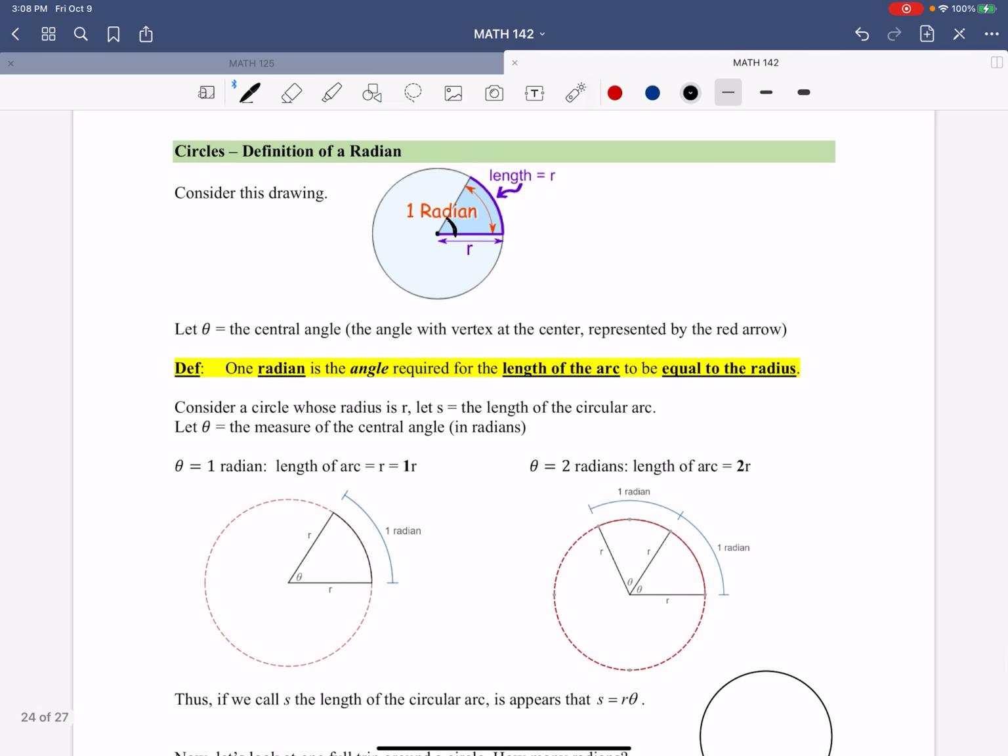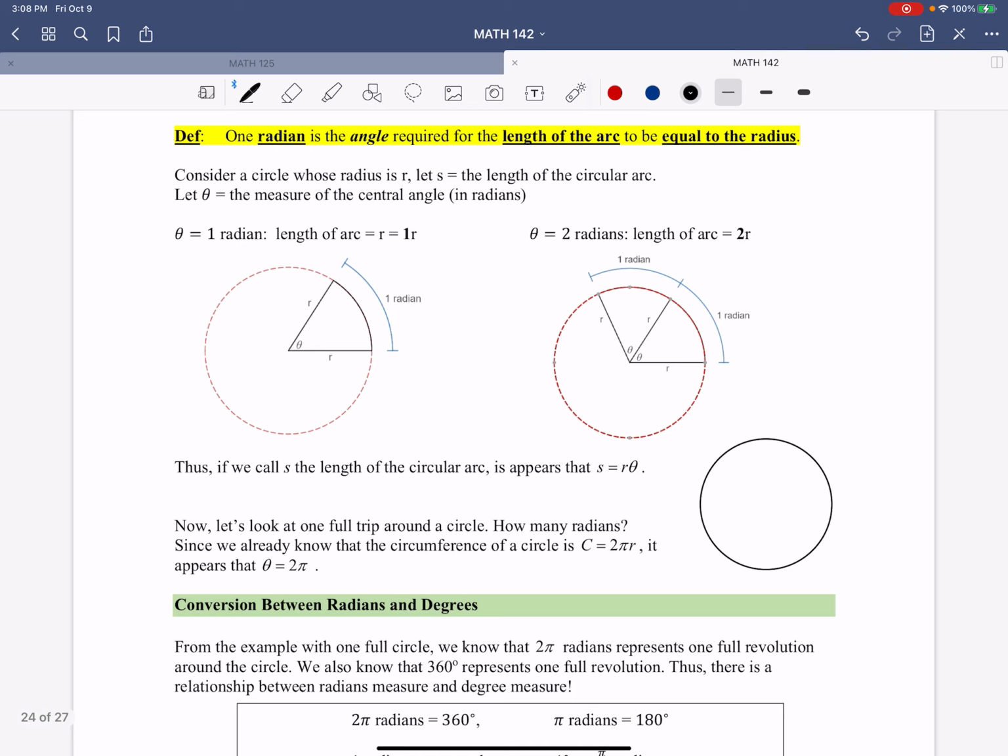So looking at a couple of pictures here, we have a circle whose radius is r, and that length right there is 1 radian, which means the length is r. So the length of the arc is 1r. If I go 2 radians, notice that the length is going to be 2r. So that quickly gets us to this formula: if I call s the length of the circular arc, s is equal to r theta. Definitely know that formula. That's going to be so important as we move forward with a lot of things here.